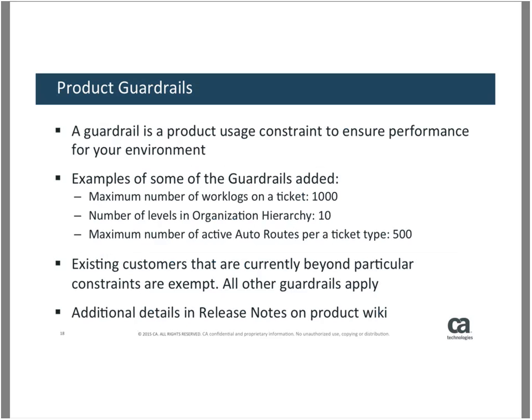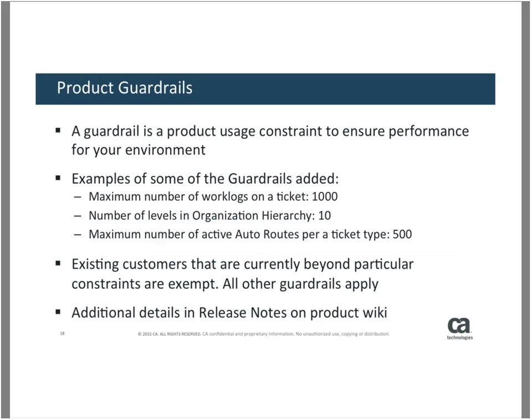So, maximum number of work logs on a ticket is one example, at 1,000. If you go more than that, we'll prevent you from that, so hopefully you're not going to run into that one. Maximum number of levels in the organization hierarchy is 10, and another example is the number of active auto routes you can have per ticket, which is 500.